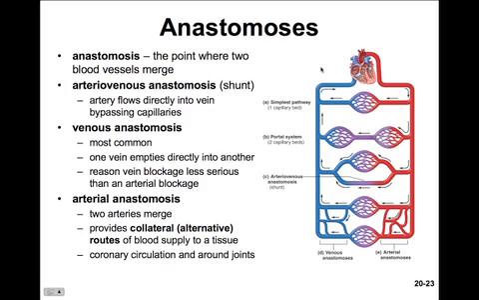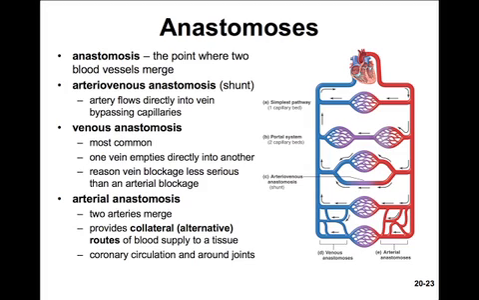Anastomoses are points where 2 blood vessels merge. There are 3 basic types of anastomoses. Arteriovenous anastomoses, or shunts, are where blood flows directly into a vein and bypasses any capillaries at all. Here's an arteriovenous anastomosis. Why would we even have this? Well, often we'll see them occur in the fingers and palms and toes or ears, where they reduce heat loss by not allowing the blood to go out into capillary circulation, which is great for preserving heat, but it can leave us much more susceptible to frostbite.